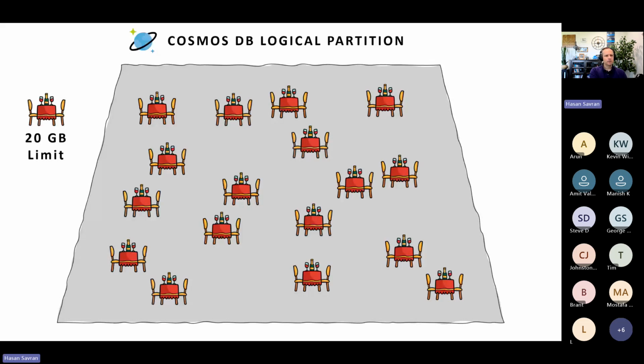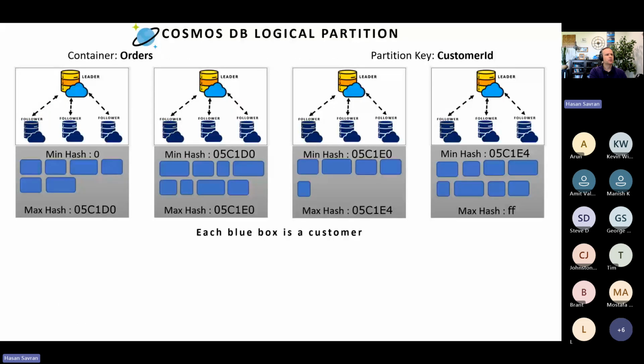So if we go into a little bit more detail on this, here's an example. Let's say we have a container named orders, and our partition key is customer ID. So each customer has its own data here. As you can see, we have 4 partitions, and each of these blue boxes is just a customer. The size really depends on how many orders the customer buys. The first thing I want to talk about is that each physical partition has a hash range. It starts from 0 and ends on FF here.